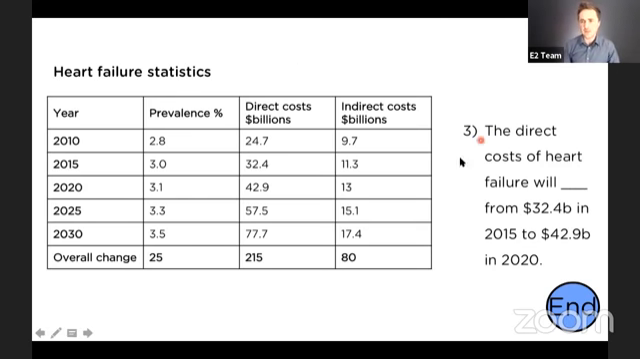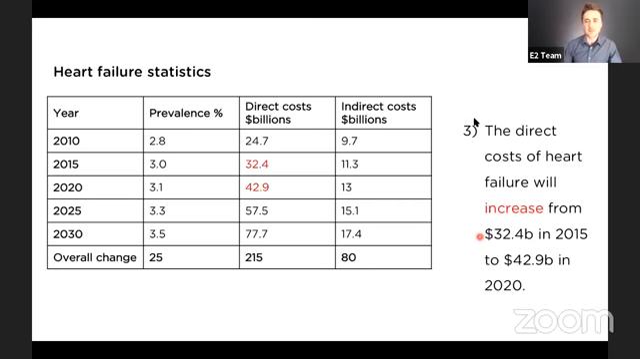So when we read this one here, the direct costs of heart failure will something, we know we need a verb, will something from 32.4 to 42.9. Okay, the answer is it will increase from. So we're not actually taking any words from here. We're just saying, okay, it will, is it going to decrease? Is it going to plateau? No, it's going to increase. That's all. That was a bit of a tricky one.